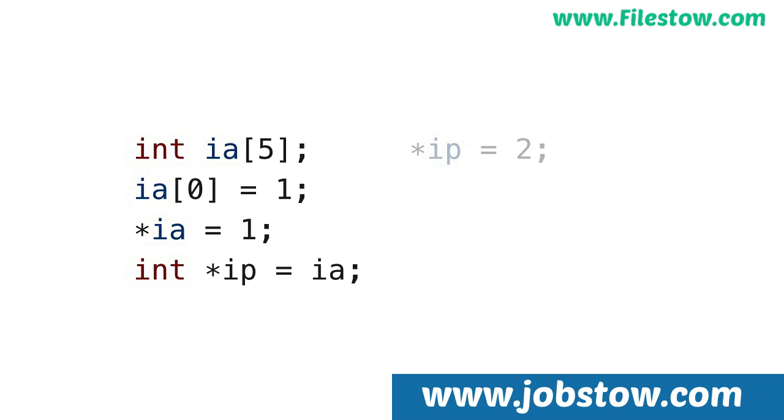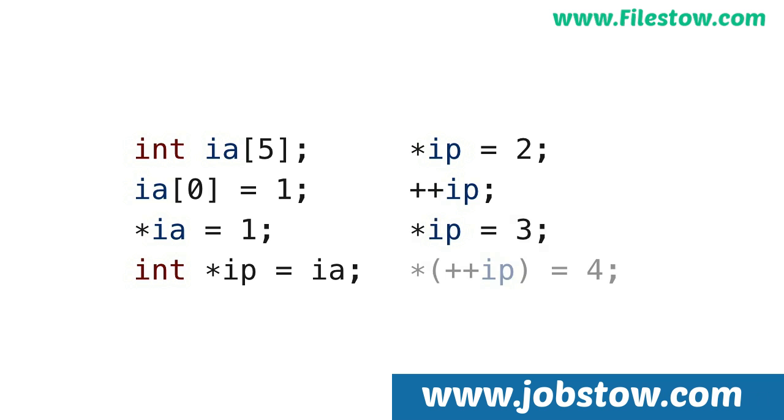This assigns the value 2 to the first element of the array. Because the pointer was assigned to the array, it is pointing to the first element. You can increment the pointer, and it will point to the second element. In C++, pointers are strongly typed, so they know the size of what they point to. So when you increment a pointer, it always increments by the size of the object it's defined with. So this assigns the value 3 to the second element of the array.